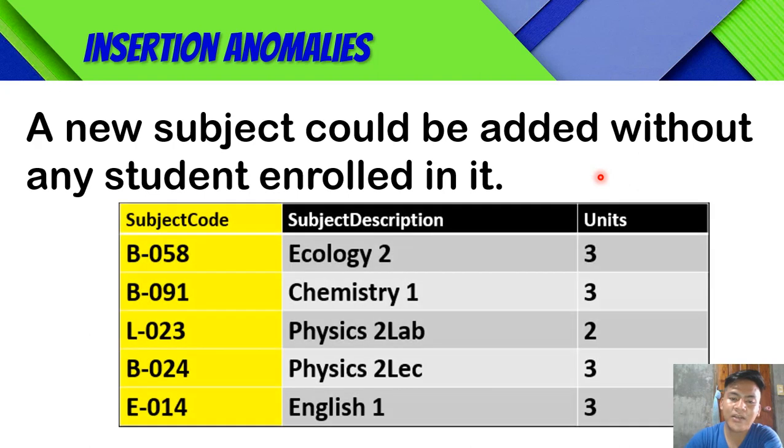So, paano nangyari yon? Kasi dun sa ating subject information table, wala na tayong hinahanap dito na student ID. So, kahit walang naka-enroll na estudyante, pwede na tayong mag-add ng panibagong subject. Okay? So, yun si insertion anomaly.